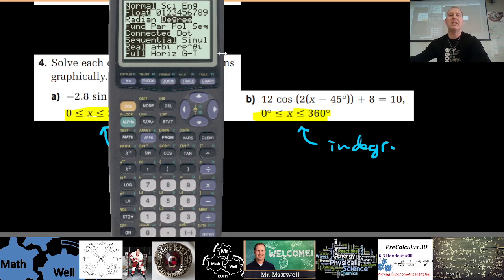But anyway, for B, you want to change your calculator to degrees, and then you get the right answer when you graph, okay? So I'm going to go back now. All right.